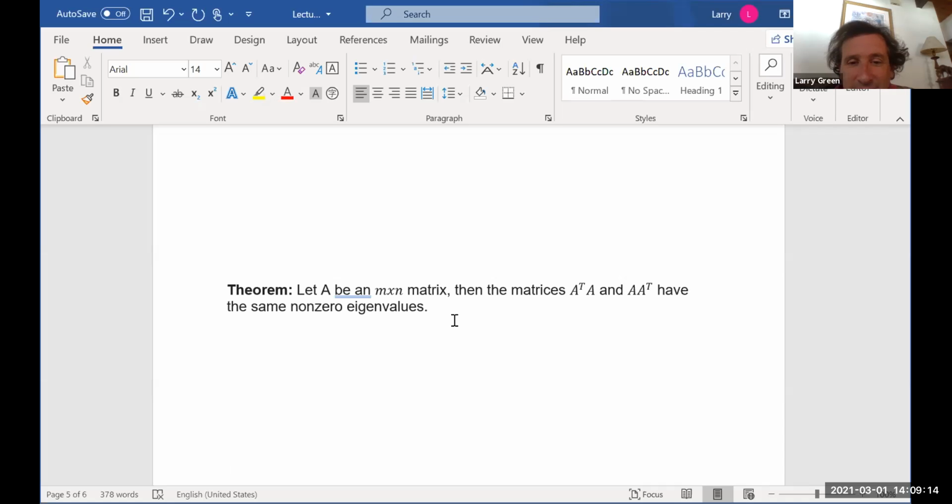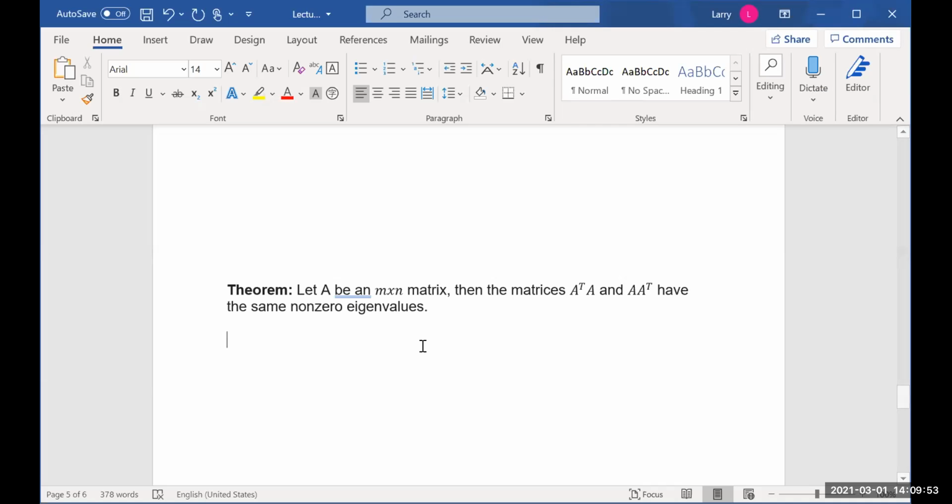The vectors. So if M and N are different, then A transpose A will be N by N. So that means that the eigenvectors will be n-dimensional eigenvectors, whereas AA transpose will be M by M. So those eigenvectors will be m-dimensional eigenvectors. So they're not even the same dimension. You can't even talk about them being the same. It doesn't even make sense to compare them. Does that make sense?